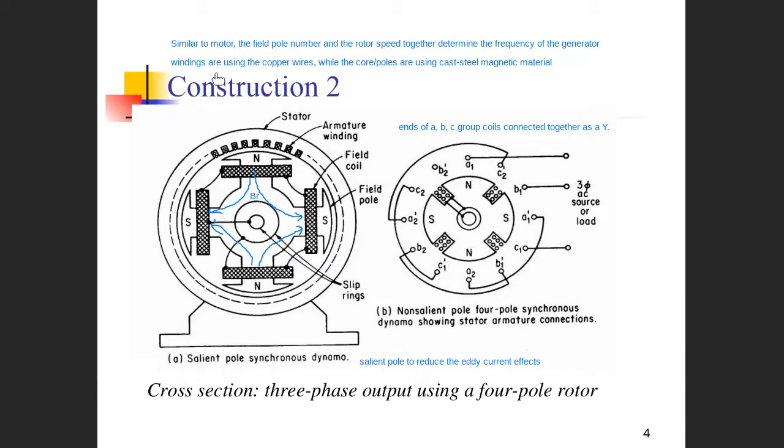Okay. Now here I would like to emphasize that for all the generators, induction motors, and transformers, the windings are using copper wires. Of course, you can use gold, right? Gold is much better, but gold costs much. So generally we use copper wires, while the core or poles use cast steel magnetic material. That's the difference between them. Both are conductors, but copper is much better than the poles.